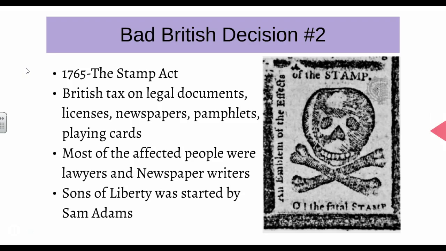And the Stamp Act was a tax that the British put on legal documents like licenses, newspapers, pamphlets, even playing cards. The mistake that the British made with this tax is that the two groups of people most affected by it were the two groups that could have the most influence with the colonists, and those were lawyers and newspaper writers.